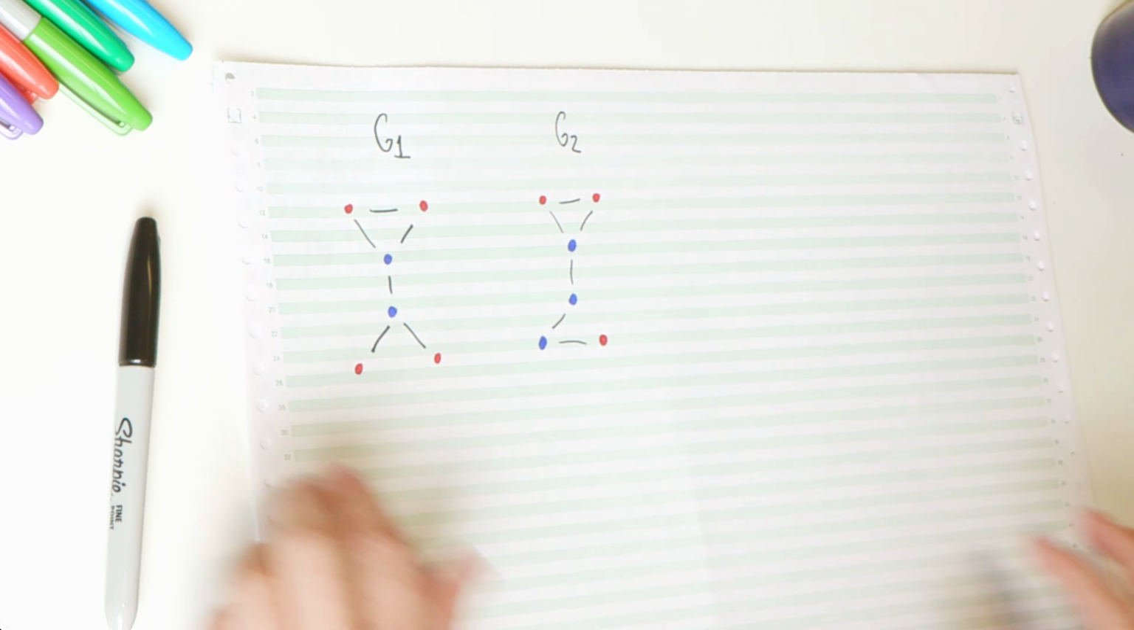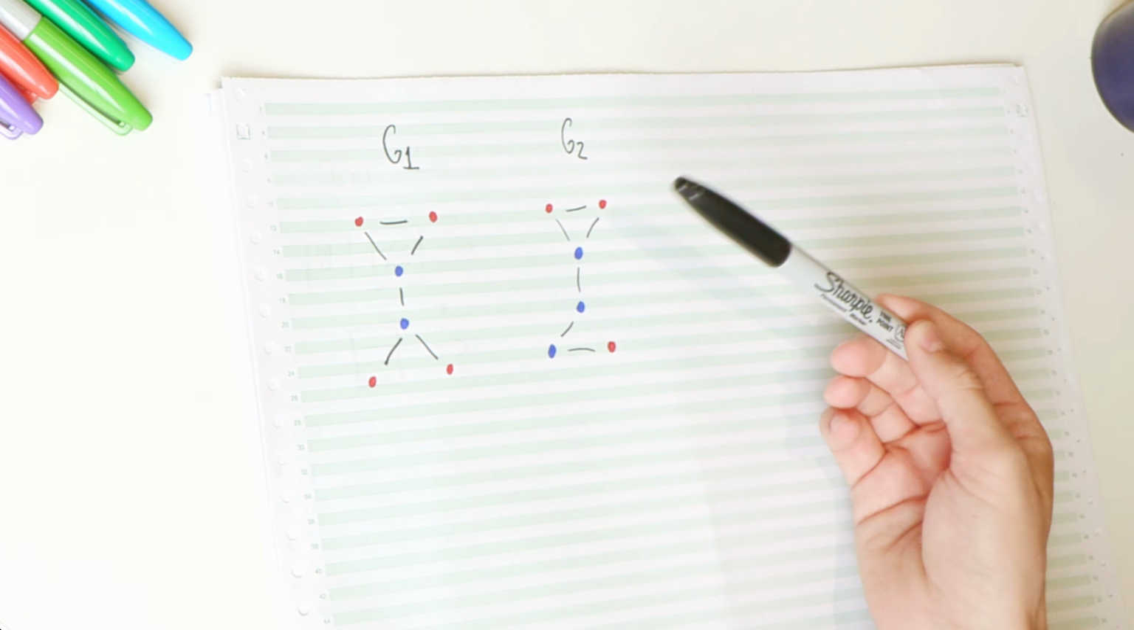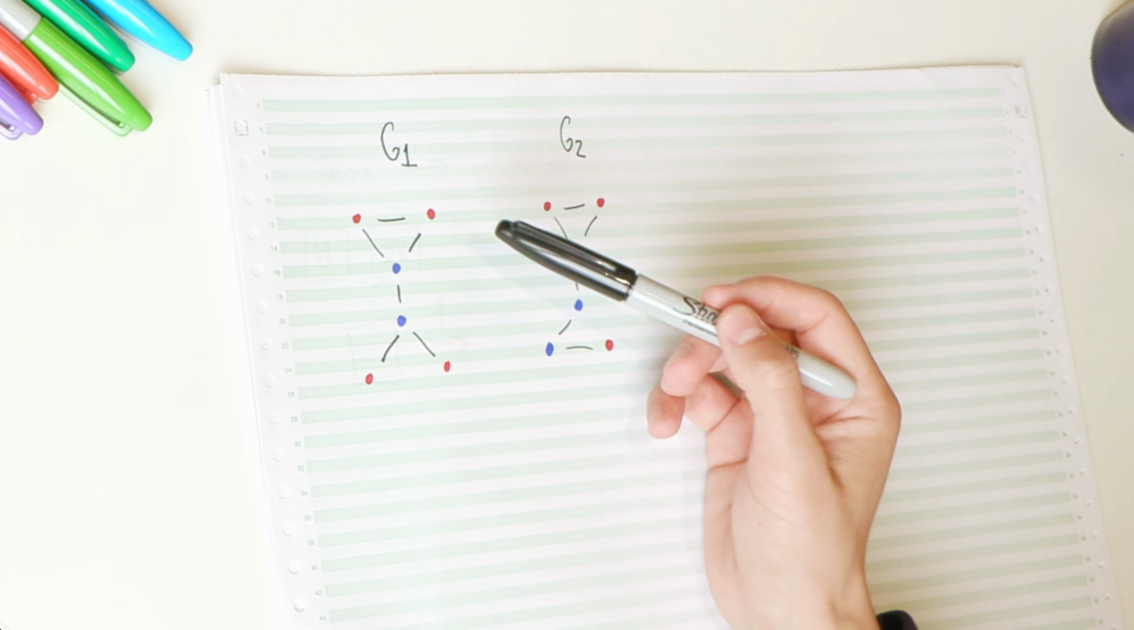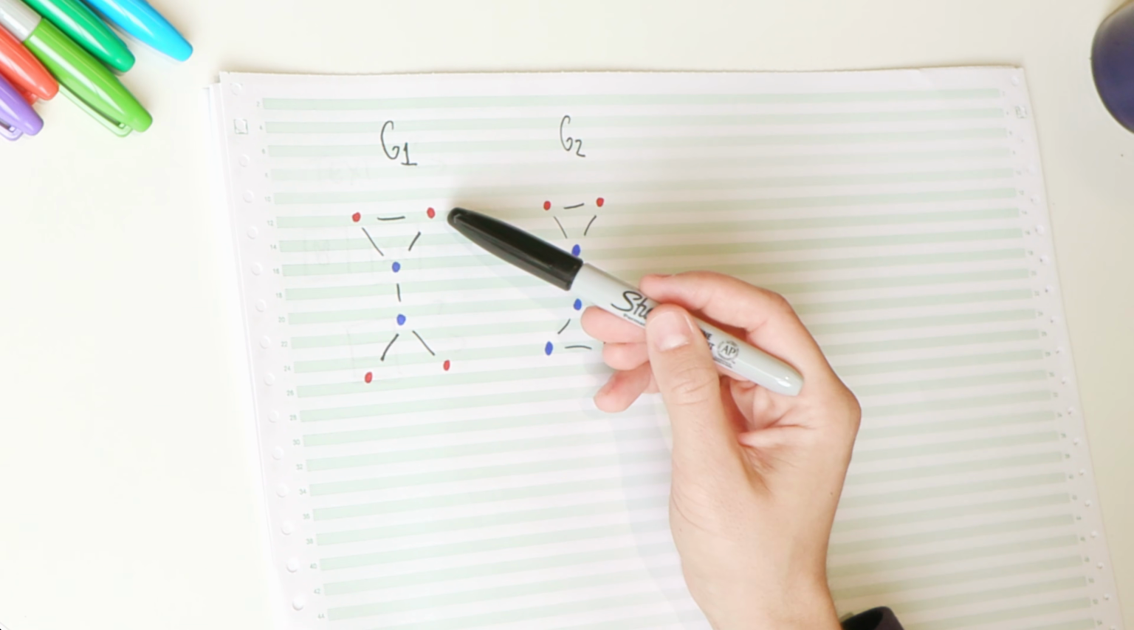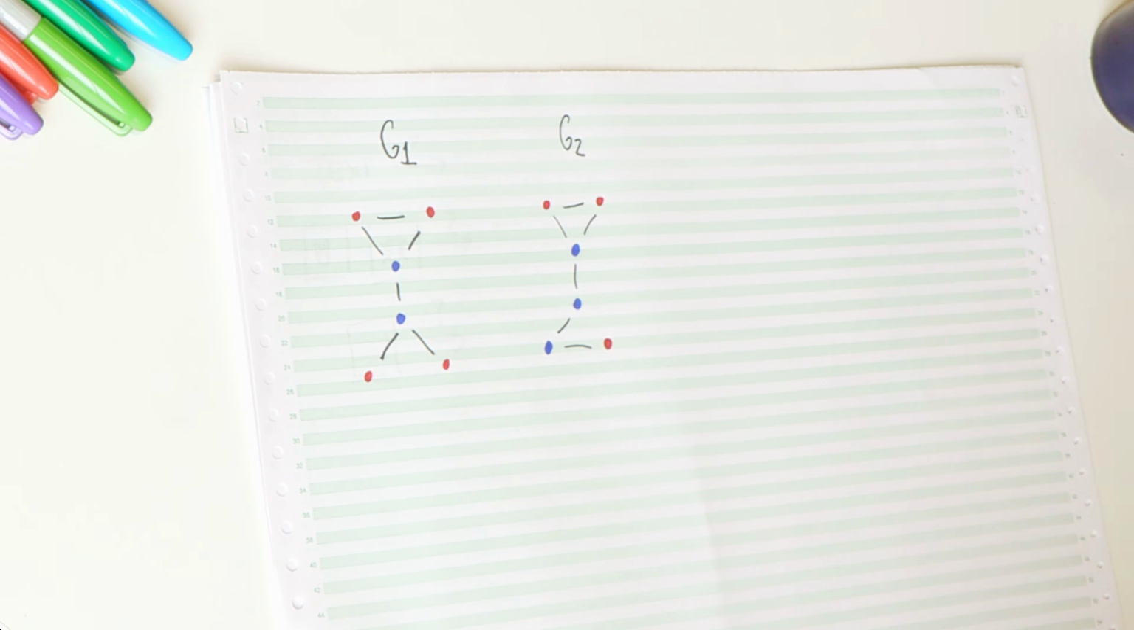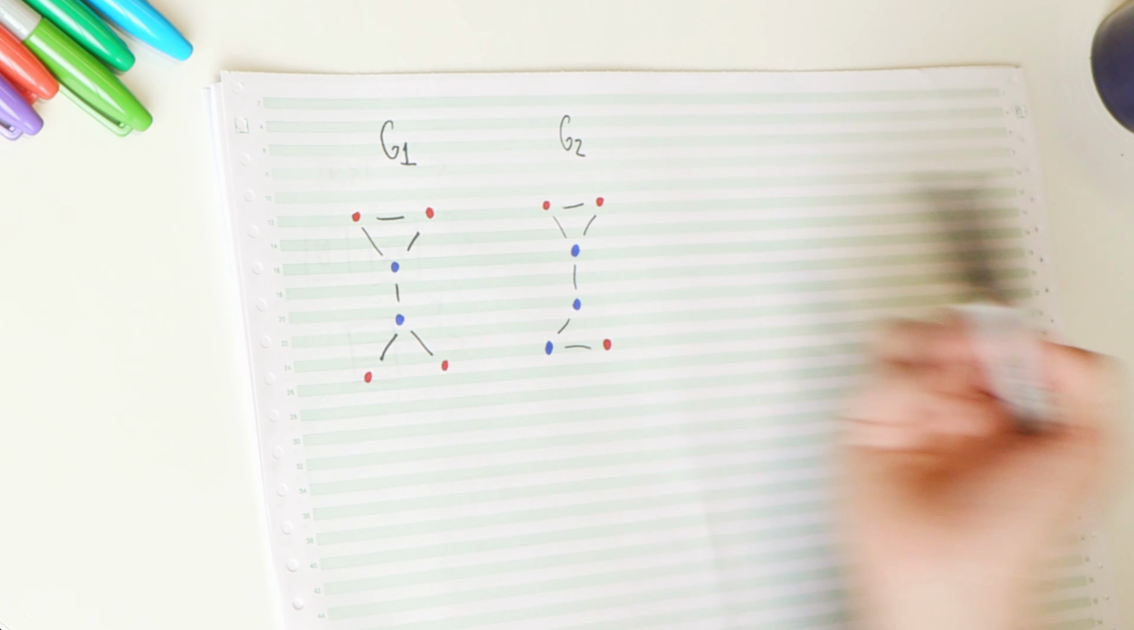I have graph G1 and graph G2. This graph has 6 nodes, so these colored blobs are called nodes, and the connections between them are called edges. In this particular graph, the nodes have color, so they can be red or blue. And there are 6 nodes with 1, 2, 3, 4, 5, 6 edges as well.